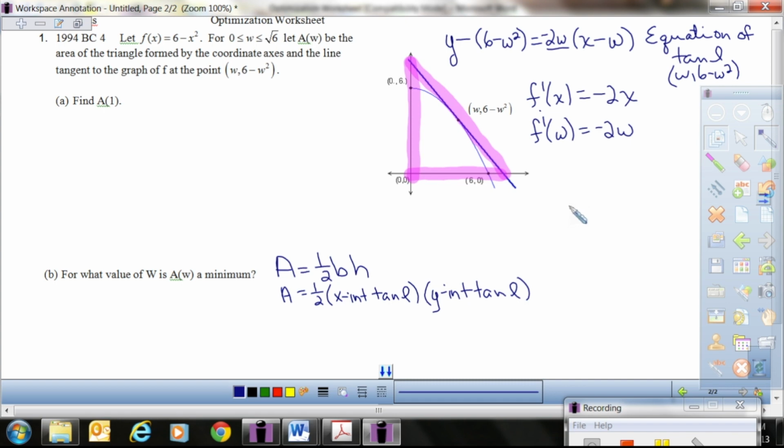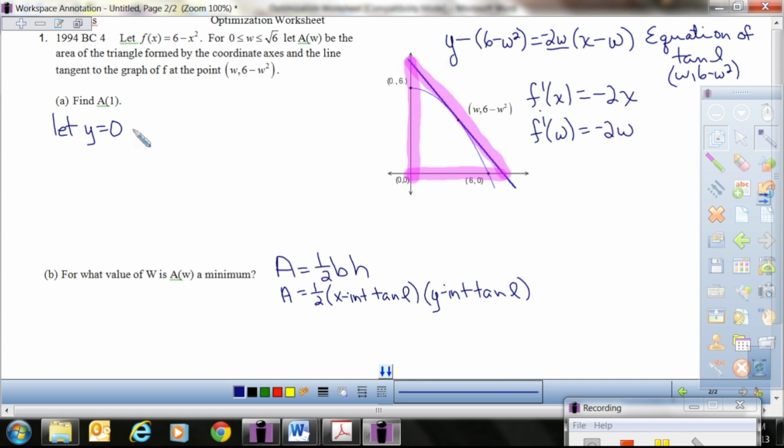Now, notice in an optimization problem, you always write down the thing you're trying to optimize, and then you do a whole bunch of other work just to get that thing in terms of one variable. So this is a whole bunch of other work that we have to do in order to actually do this problem. Eventually I'm going to come back to this. If you want to find the x-intercept of any line, don't you let y equal 0? So we're going to let y equal 0 and solve for x for this tangent line.